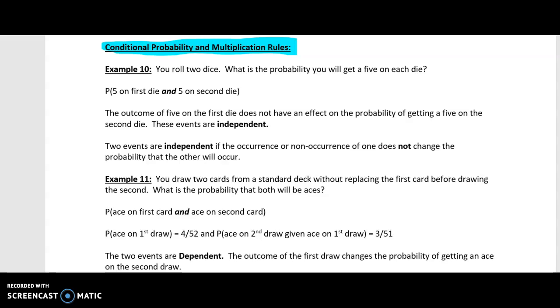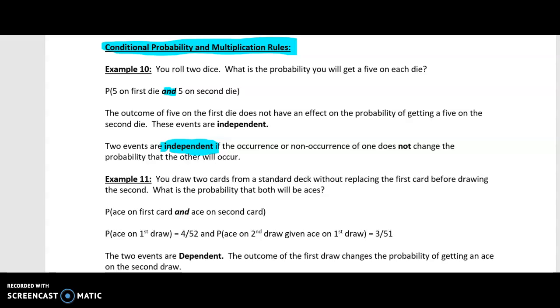First, example 10, you're going to roll 2 dice. What's the probability that you will get a 5 on each die? The probability of a 5 on the first die and a 5 on the second die. The outcome of a 5 on the first die does not affect the probability of getting a 5 on the second die. These events are independent. They're 2 separate dice. 2 events are called independent if the occurrence or non-occurrence of one doesn't change the probability that the other occurs.